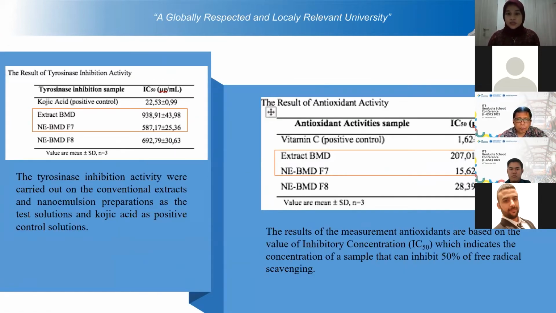Okay, this is the result of the activity. First, tyrosinase activity. The activity of the nanoemulsion preparation on tyrosinase increased, shown by the decrease in the IC50 value, and for the result of antioxidant activity, also the IC50 value decreased for the nanoemulsion BMD formula F7. Next.